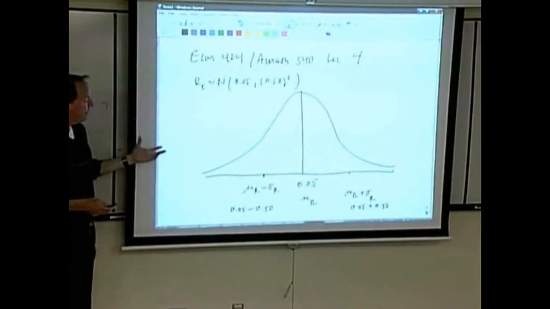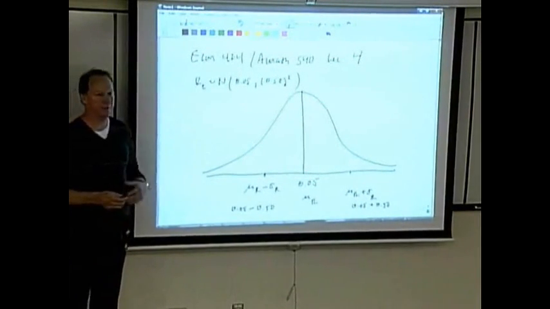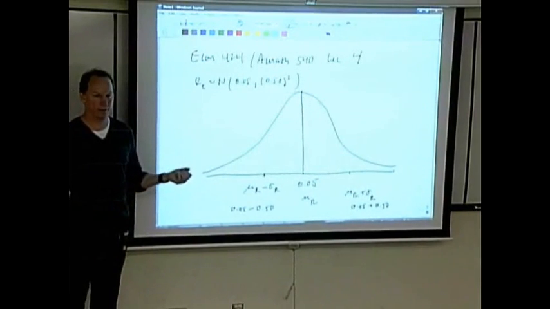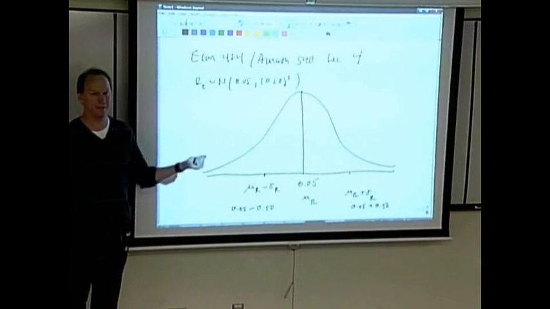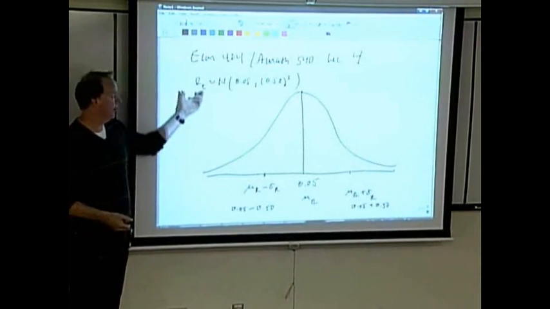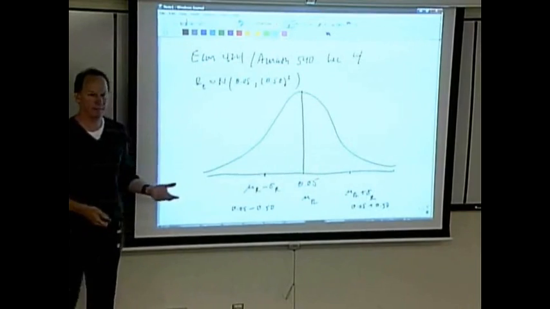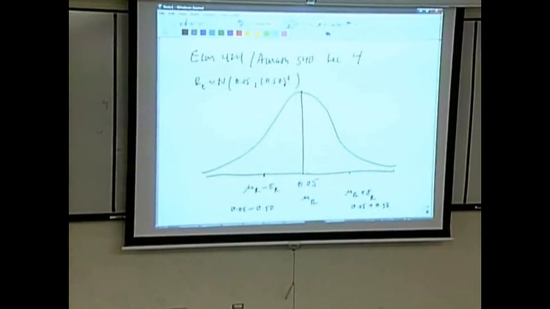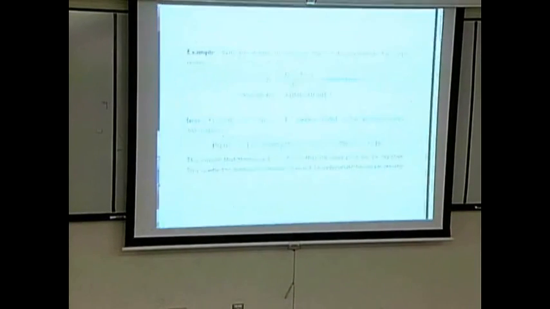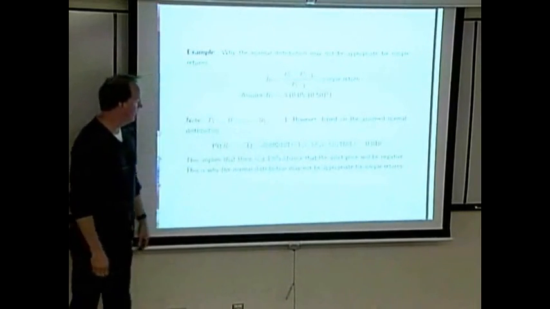So the problem is that the normal distribution is defined for all real values. It's defined for returns between minus infinity and infinity. And we know that a rate of return, the smallest value it can be is minus 100%. So we know the return has to be bigger than minus 100%.